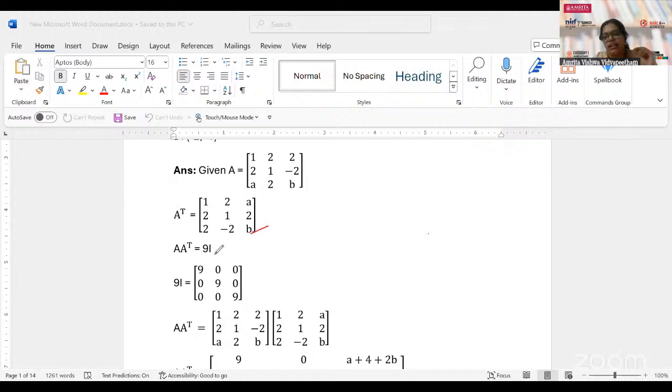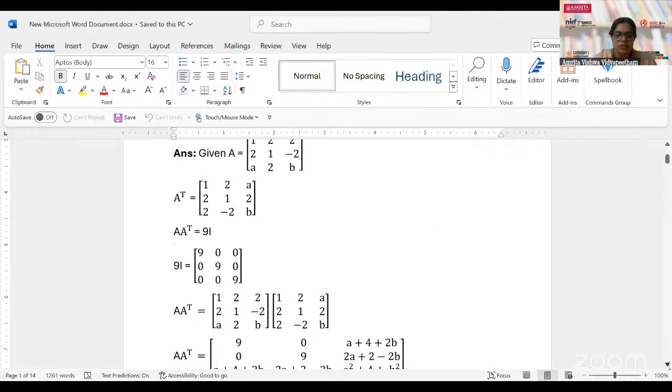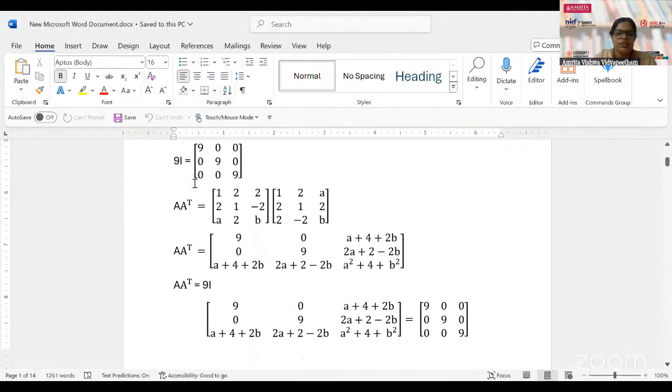When it's 9I, we know it's 900, 090, and 009. So you can just multiply A and A transpose and compare it with 9I. Since it is equal to 9I, you'll get multiple equations in this form. It's just a very basic multiplication: this row, this column, this row, this column. So you can just complete this.